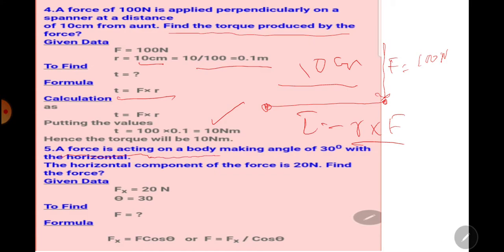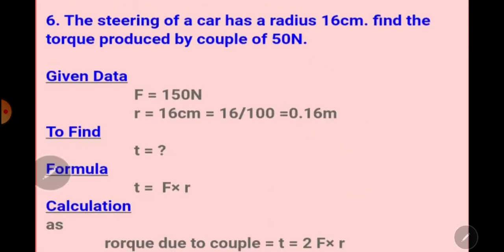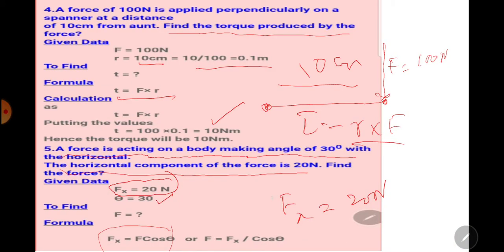A force is acting on a body making an angle of 30 degrees with the horizontal. The horizontal component of the force is 20 Newton. Find the force. The horizontal component is given and it is 20 Newton. It is written here. Theta is this one. Now we have the formula Fx is equal to F cos theta. Use this formula to determine the resultant force. Fx is equal to F cos theta, divided by cos theta on both sides. So F is equal to Fx divided by cos theta.